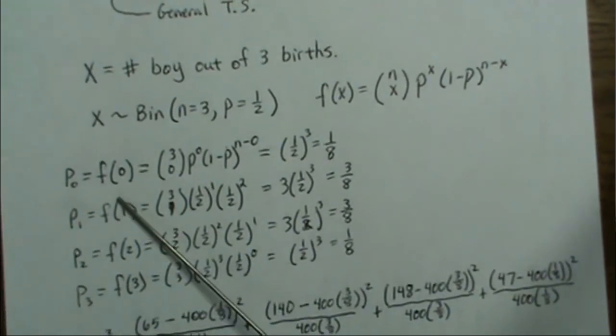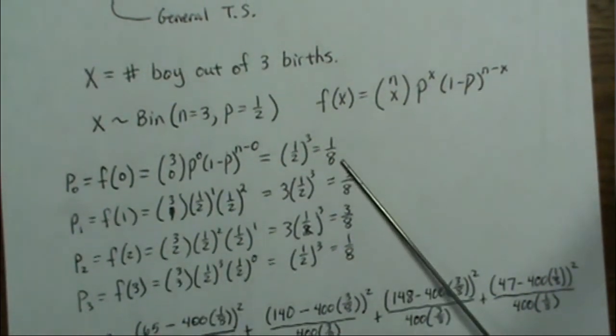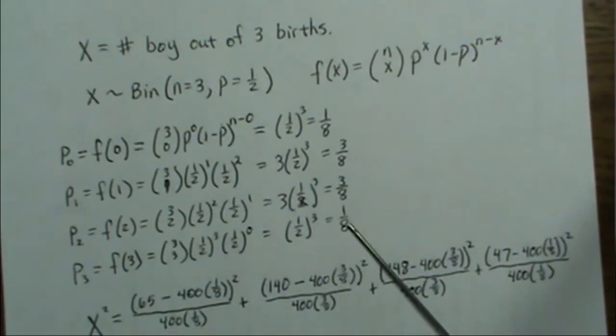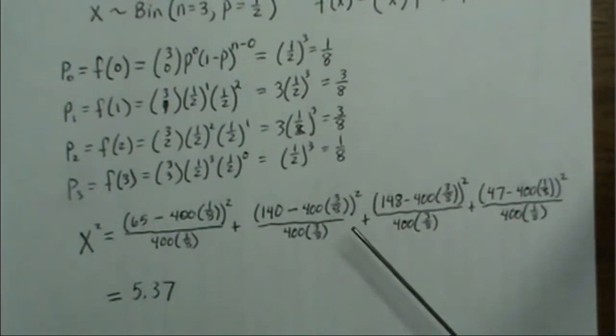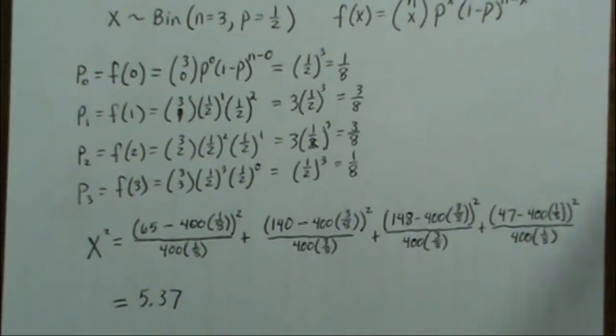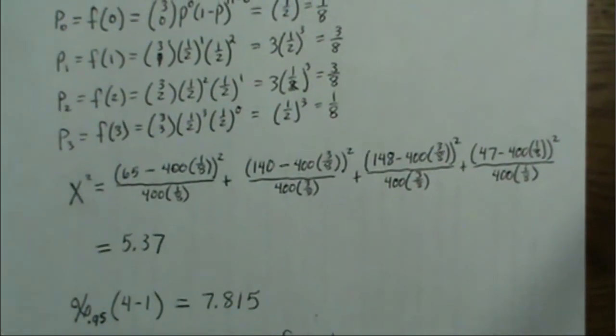So let's find the probability that we have zero boys out of three. That's 1/8. The probability that we have one is 3/8, two is 3/8, three is 1/8. So now we have to plug these into our chi-squared.